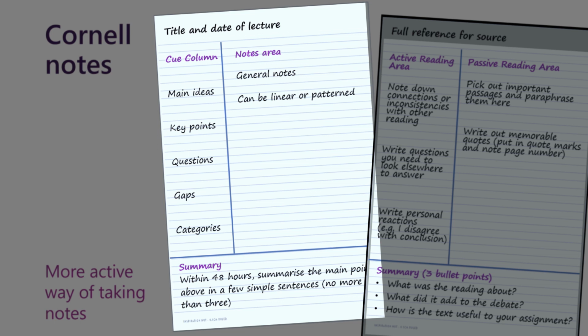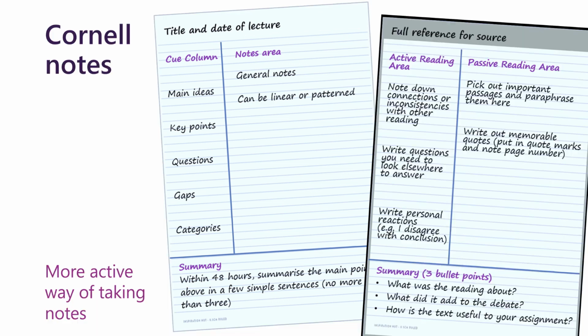Here we have a Q column where we put the main ideas, key points, questions, gaps and categories. On the right hand side, our main note-taking area. In that note-taking area you can use linear or patterned notes, and that's generally where you record the key elements, key ideas and your thoughts and connections throughout the situation. On the left hand side, anything that's important or needs flagging, add it into that Q column.